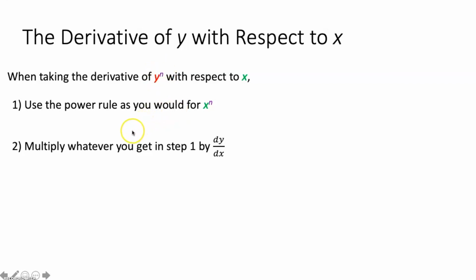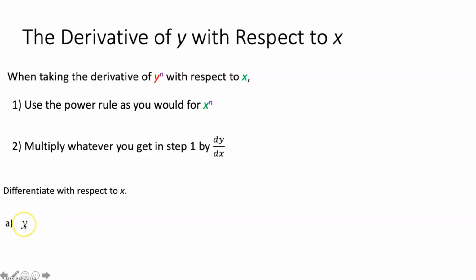Then, all you have to do to that same term is multiply it by dy/dx, because technically it requires the chain rule, where your outer function is whatever this is to the nth power, and your inner function is that y itself. So here's how this works. Let me show you. It sounds a little complicated, but it's actually pretty easy.